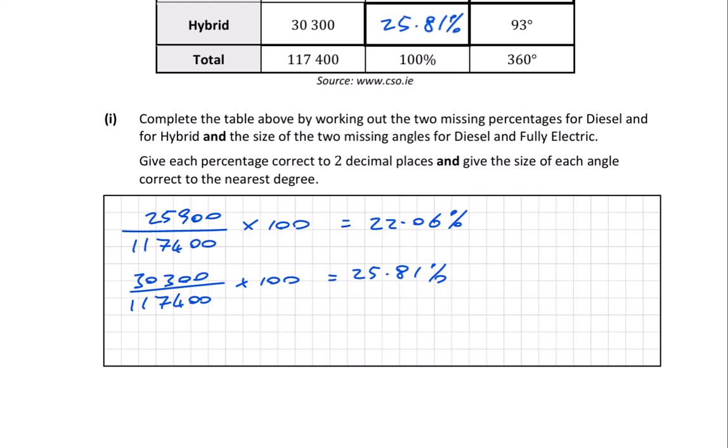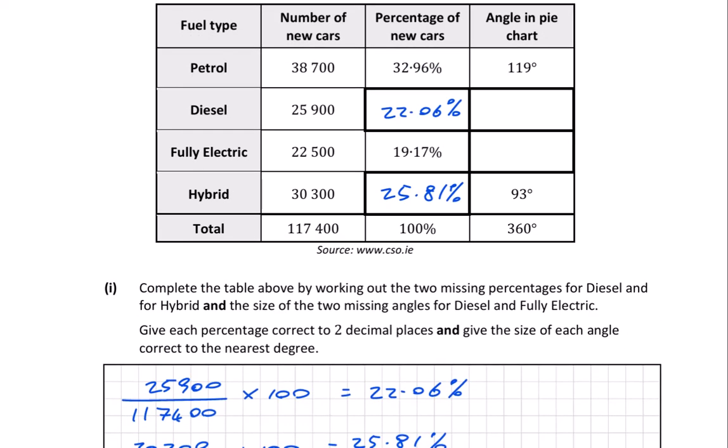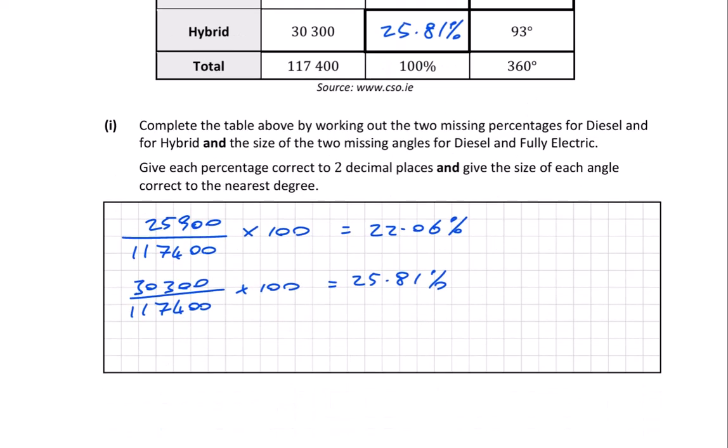So next thing we've got to do is work out these angles. So what we've got to do here, really, the way they work these out is there are 360 degrees in a full circle. So we need 22.06% of that and put our answer in here. Same here, get 19.17% of 360 degrees, put our answer in here. Let me just work out those two.